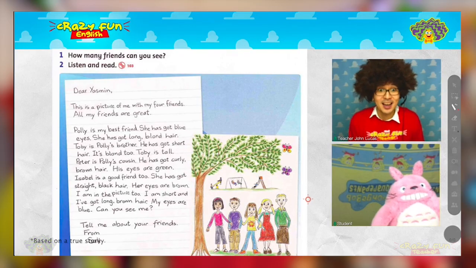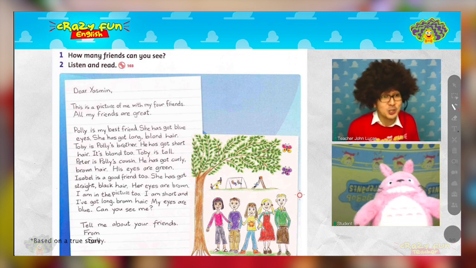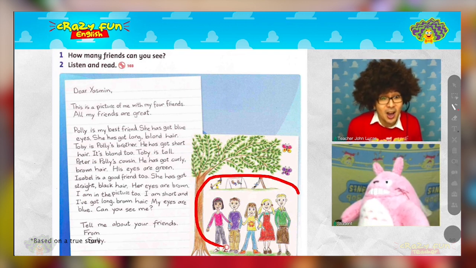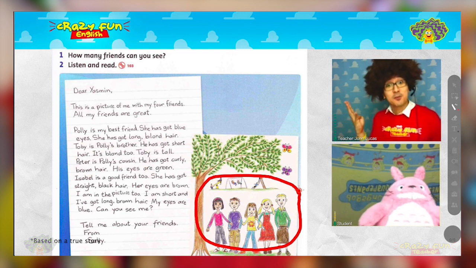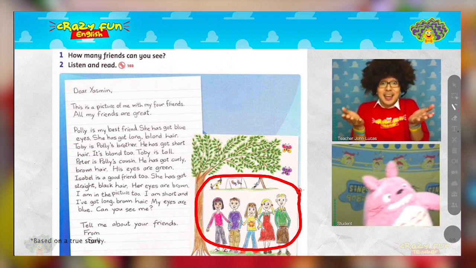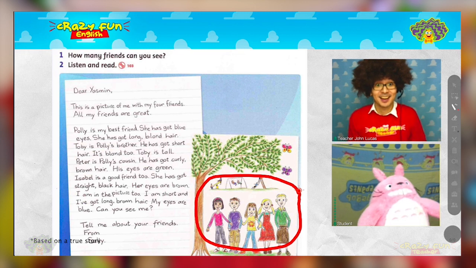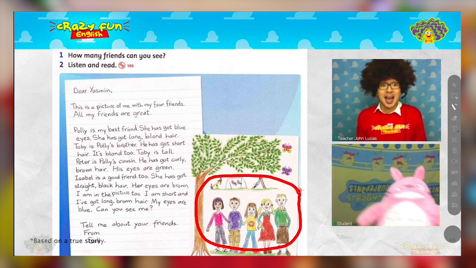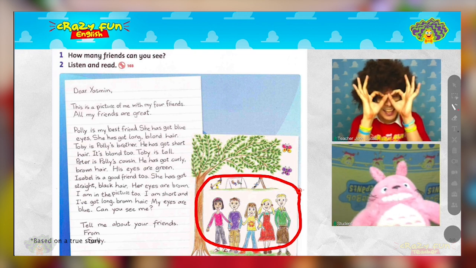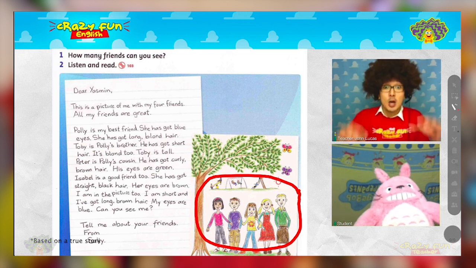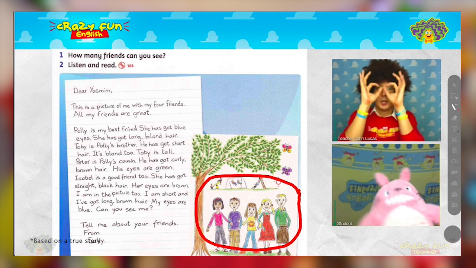Okay, Tatara, let's look at the picture. How many friends can you see? Look at the picture!